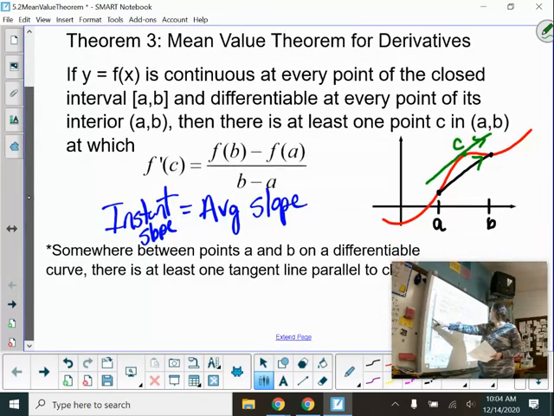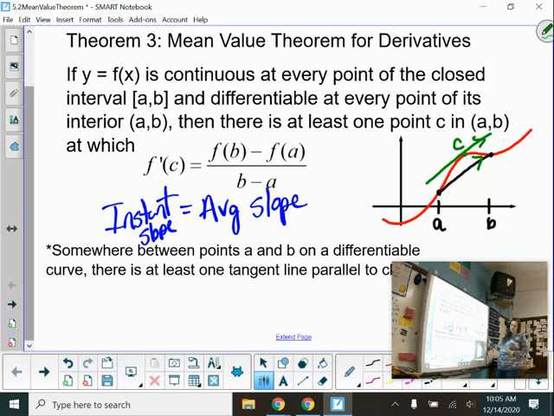And I have a drawing here for that. So if I have this red function here, and I have my a and I have my b, and I draw in the secant line from a to b, there has to be, because this is continuous and differentiable on the open interval, a c, which I drew in here, where the derivative at c, the slope at c, is the same as the slope from a to b. Notice those two lines are parallel because they have the parallel markings.